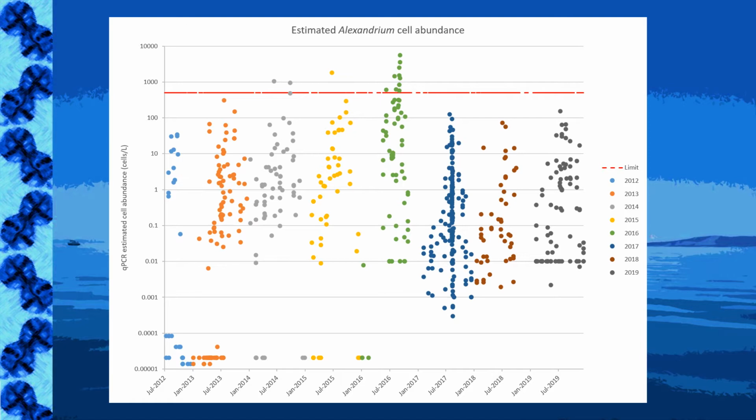The red line is showing 500 cells per liter, and that is around the abundance of when we start being concerned about Alexandrium in the water, and we would start being concerned about toxicity and begin more intensive sampling. So as we're looking at this, we can see that there's been a general trend of increasing cell abundance for Alexandrium through 2016, and then that dropped down in 2017, 2018, and 2019.